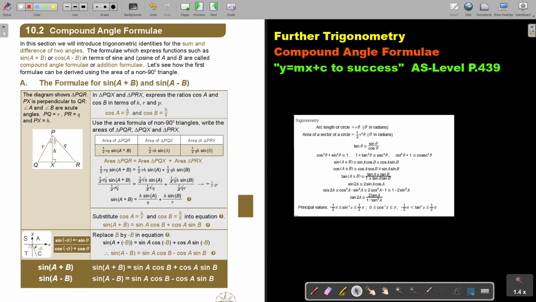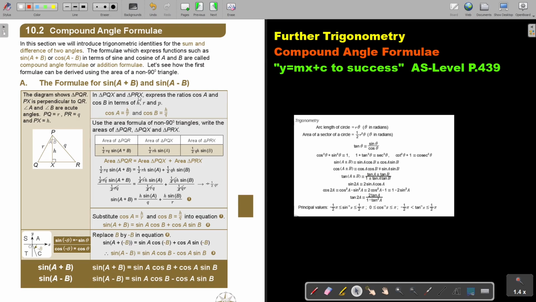The formulas which express functions such as sin(A + B), that's what we will start with, and then we will go on to cos(A - B), in terms of sin and cosine of A and B, are called compound angle formulas. So it can be a plus or minus. See how the first formula can be derived using the area of a non-90-degree triangle.